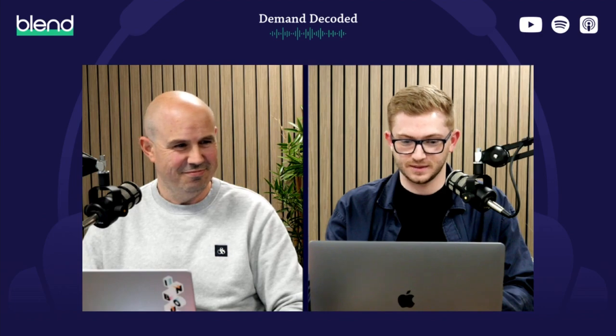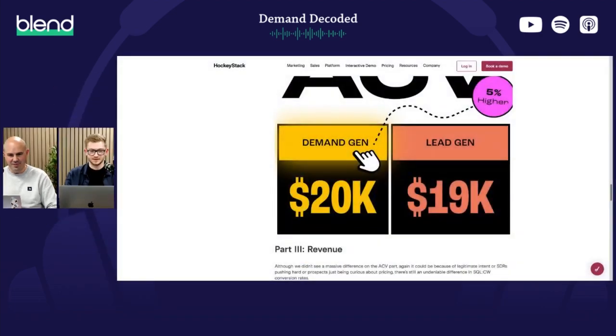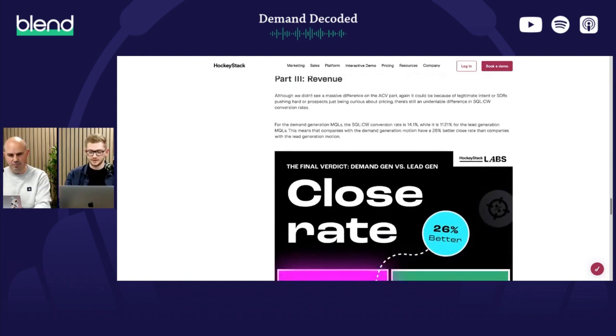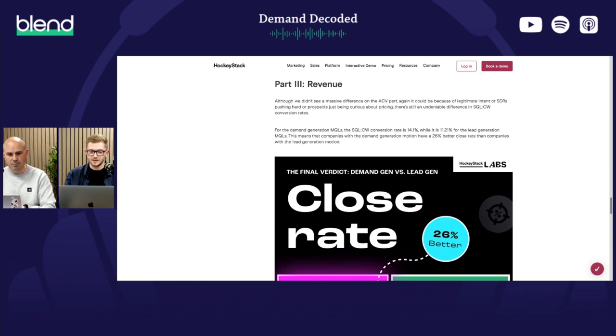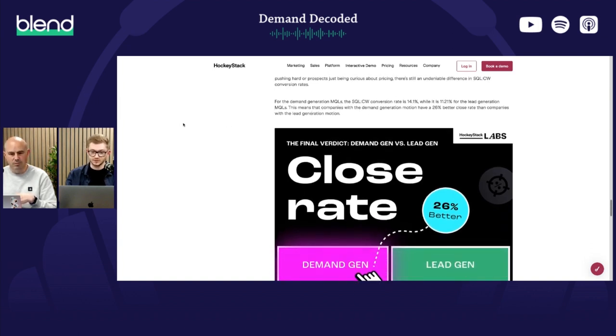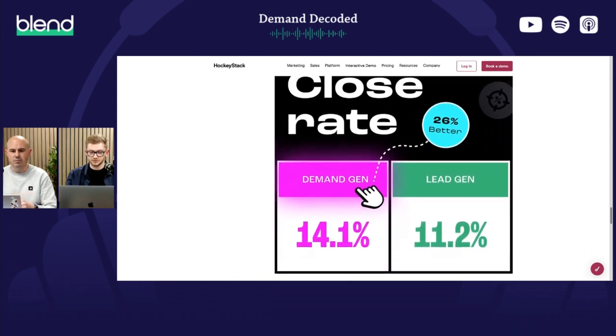Okay, shall we talk about the big boy here? Defo. The revenue aspect, the main one, the close rate. Okay, so just outlining some of the data here. On the demand generation MQL side of things, the SQL to close one conversion rate is 14.1%, whilst it's 11.2% for lead generation. So demand generation motion has a 26% better close rate than companies in a lead generation motion. What's your thoughts on that?